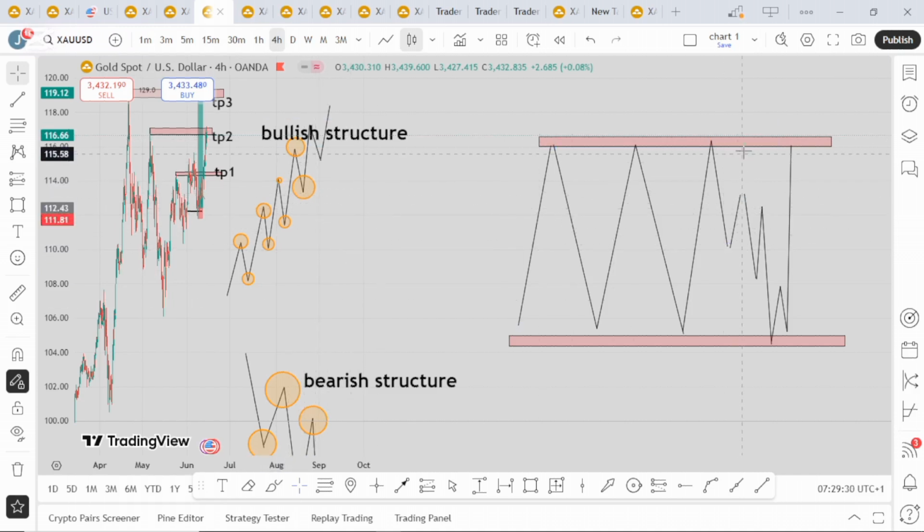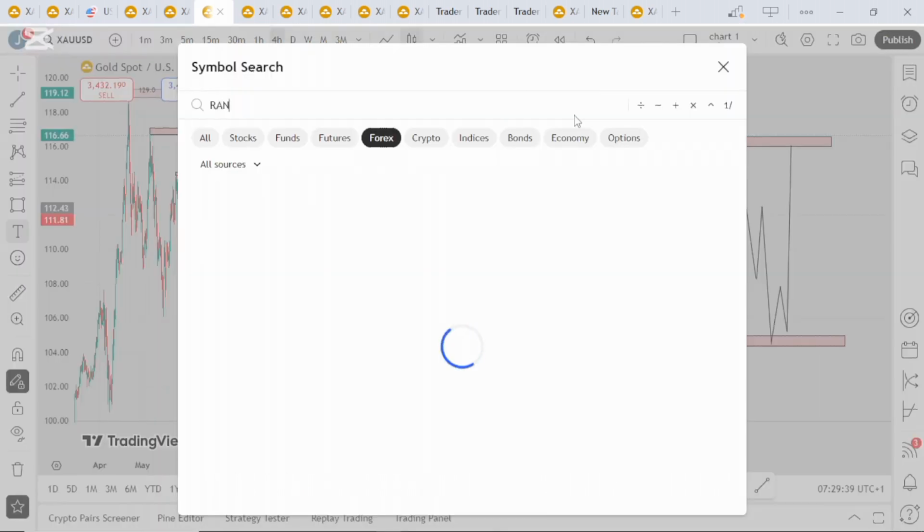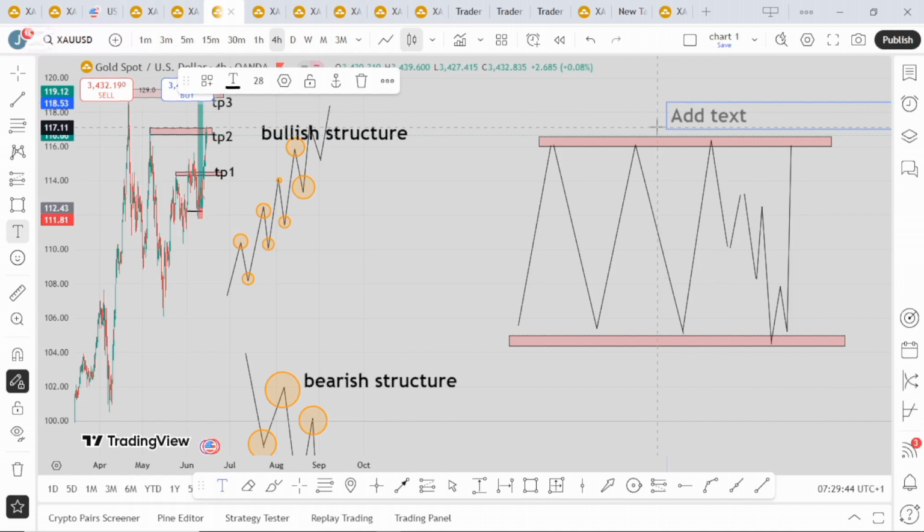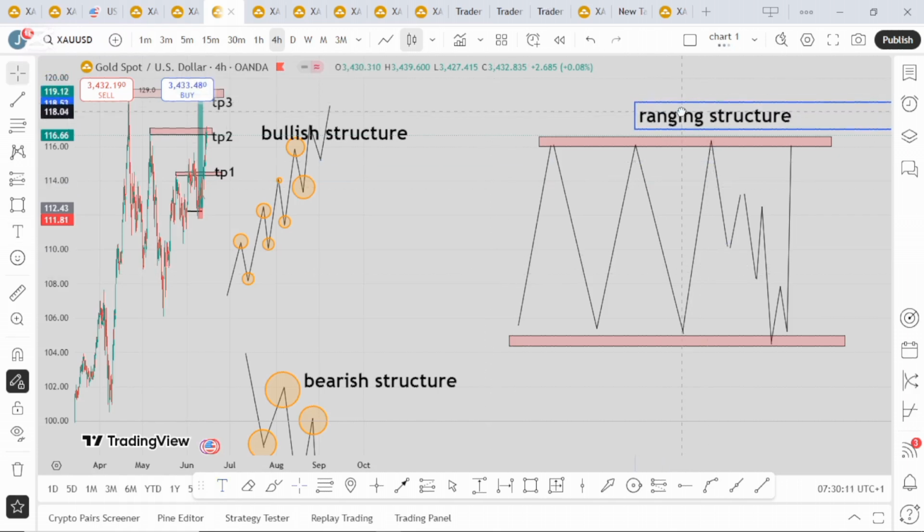So now this is what is called a consolidation or a ranging structure. You can call it a ranging structure, guys. This is a ranging structure.